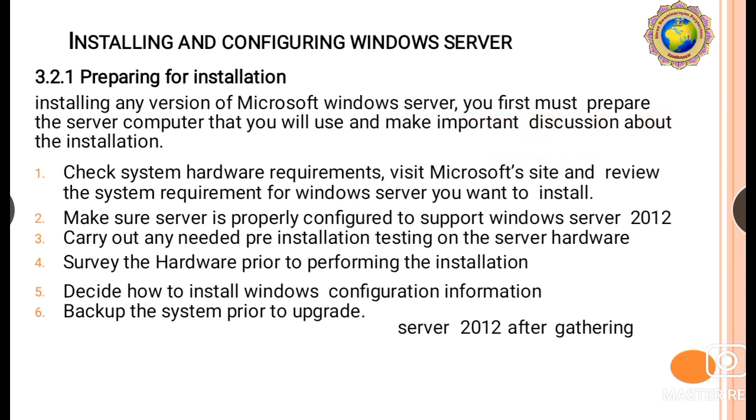First of all, you have to check the system hardware requirements. Second, visit the Microsoft site and review the system requirements for the Windows Server you want to install. Then make sure the server is properly configured to support Windows Server 2012. Third, carry out any needed pre-installation testing on the server hardware. Fourth, survey the hardware prior to performing the installation. Then decide how to install, gather Windows configuration information, and back up the system prior to upgrading to Server 2012.